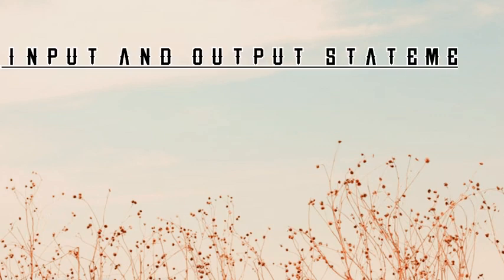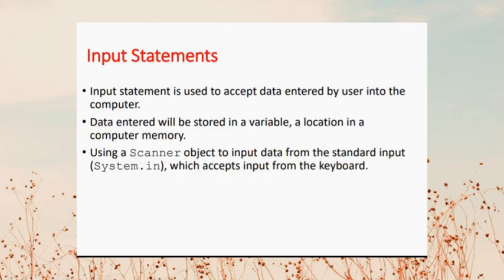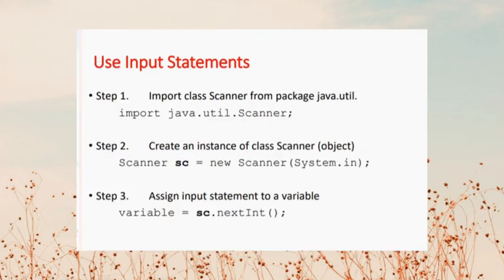Then we will go to input and output statements. What is an input statement? An input statement is used to accept data entered by the user into the computer. Data entered will be stored in a variable, a location in computer memory. It usually uses a Scanner object to input data from the standard input, for example System.in, which accepts input from the keyboard. And this is the example of an input statement.